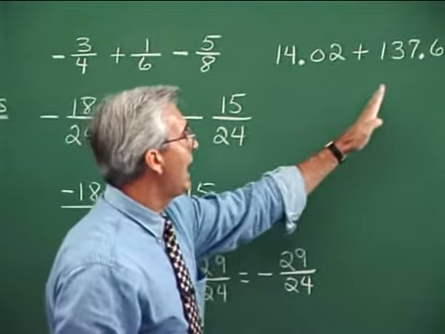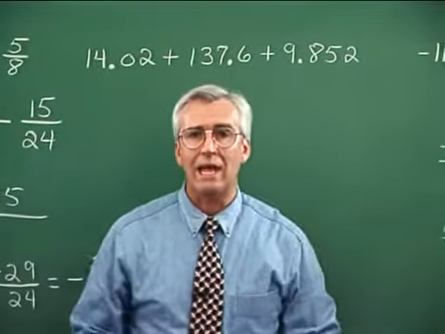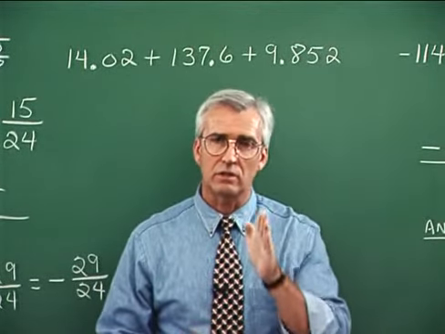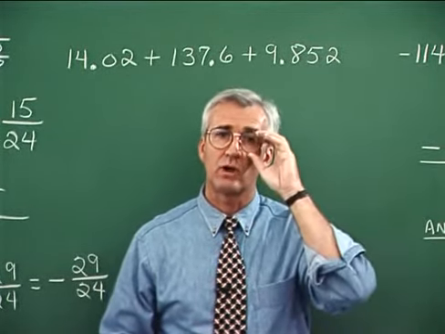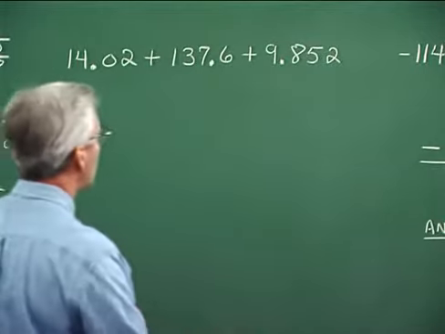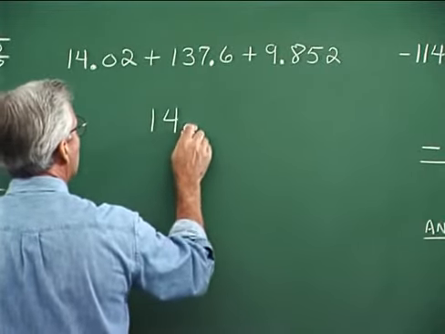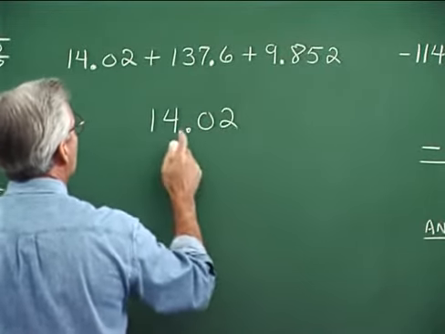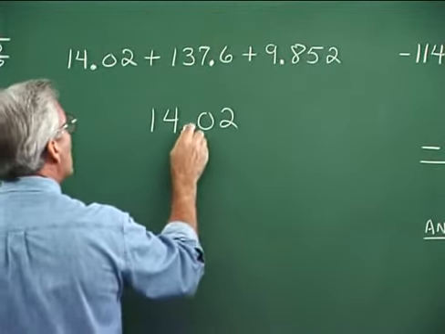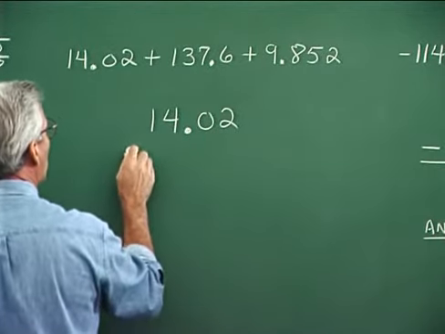Here we're adding rational numbers that are in the decimal form. And when we add or subtract in the decimal form, the key is to line up the decimal points. We're actually going to work the problem vertically. But to work it vertically, we line up the decimal points, and we do that like this. Now I'm writing 14.02, and then I want to add 137.6. So I'm adjusting the digits so that the decimal points line up.